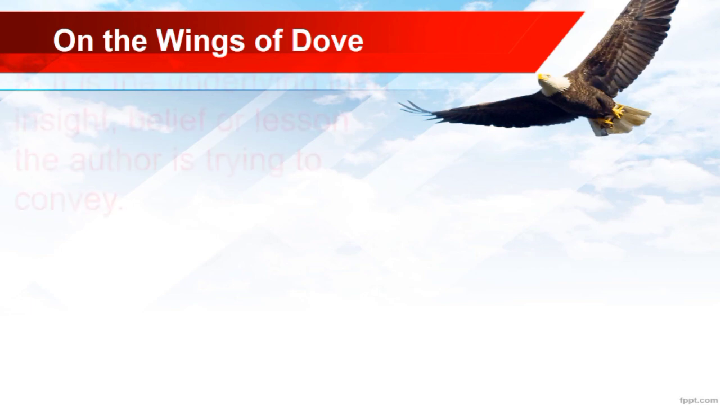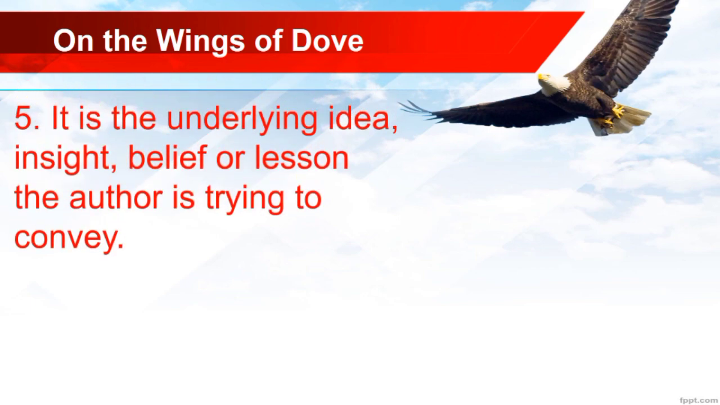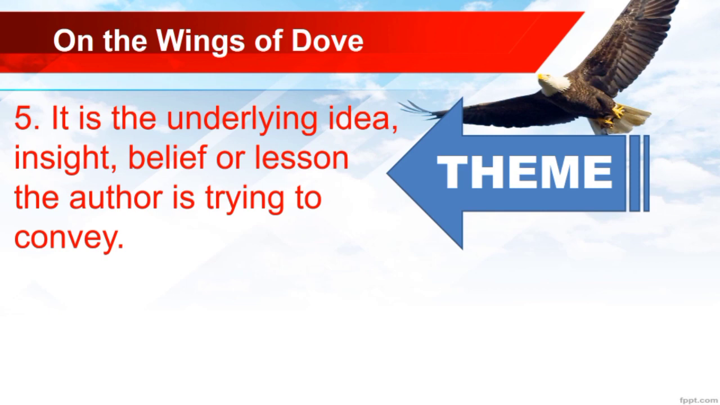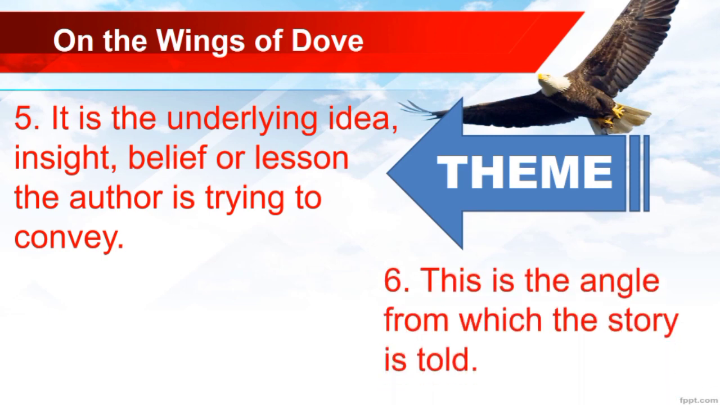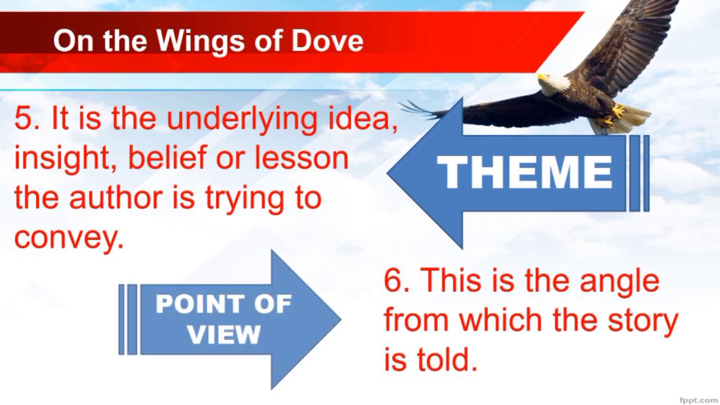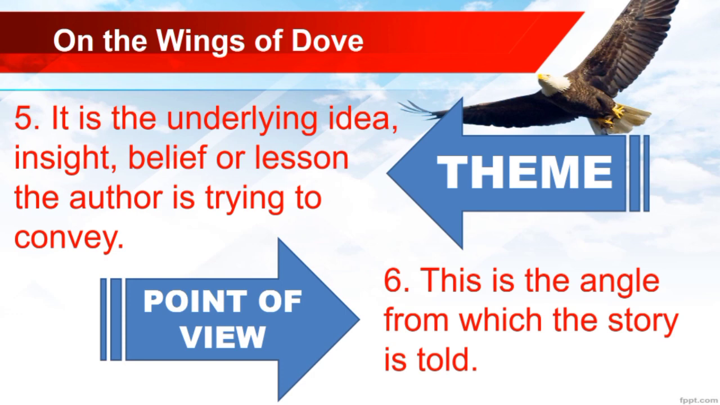Proceeding to number 5. It is underlying idea, insight, belief, or lesson the author is trying to convey. Theme is the answer. Great job. Number 6. This is the angle from which the story is told. And point of view is the answer. You got it right.